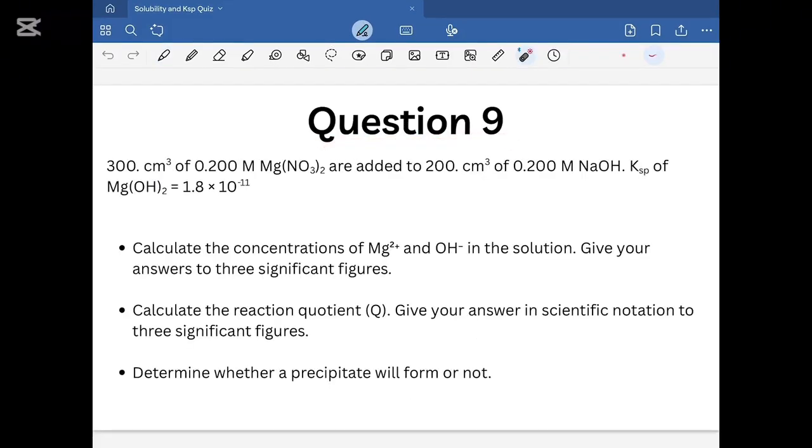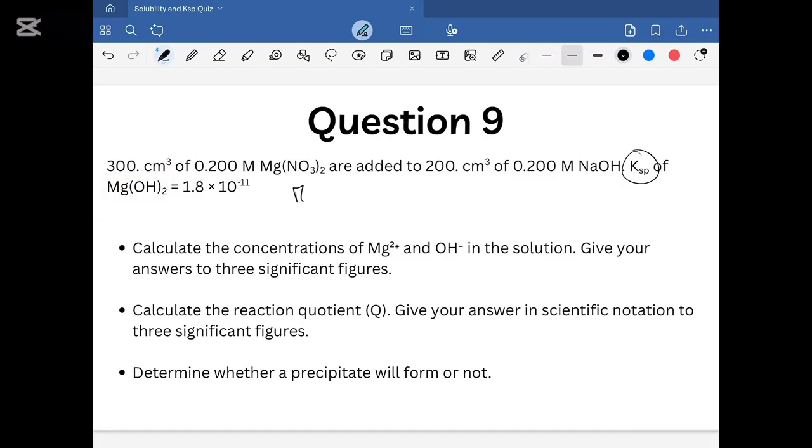Question 9. 300 milliliters of 0.2 M magnesium nitrate are added to 200 milliliters of 0.2 M sodium hydroxide, NaOH. Ksp of Mg(OH)2 is 1.8 times 10 to the power minus 11. They said to calculate the concentration of Mg2+ and OH- in the solution and give your answers to three significant figures. Now, first, let's say I have the value of Ksp, but I do not have the precipitate that is formed. So they did not tell me that the Ksp is for Mg(OH)2.